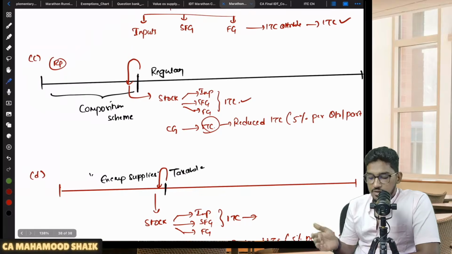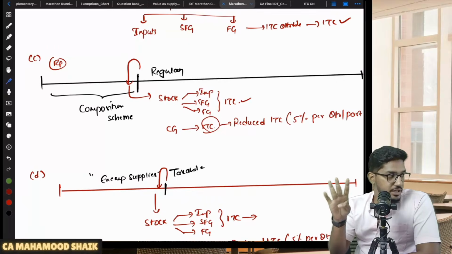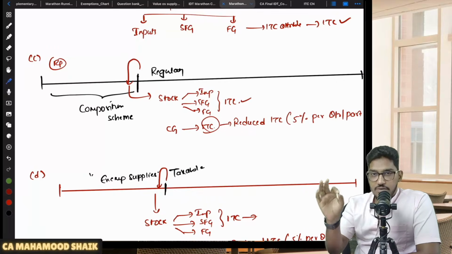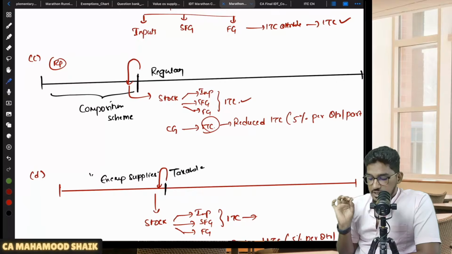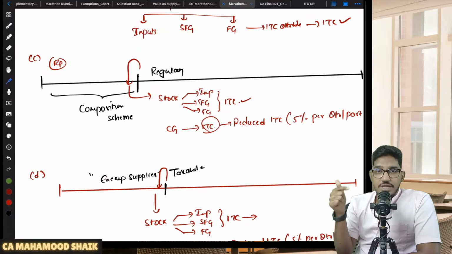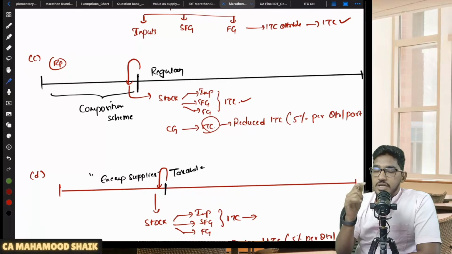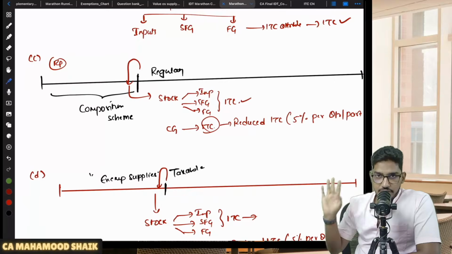Understood? So if you are already a registered person converting from composition to regular scheme, one day before that conversion, whatever inputs are there in the form of stock, semi-finished goods, or finished goods, that ITC you can take. Not just that, on whatever capital goods are lying in your stock you can also take ITC, but not full ITC, reduced ITC. How to calculate reduced ITC? 5% per quarter or part thereof.